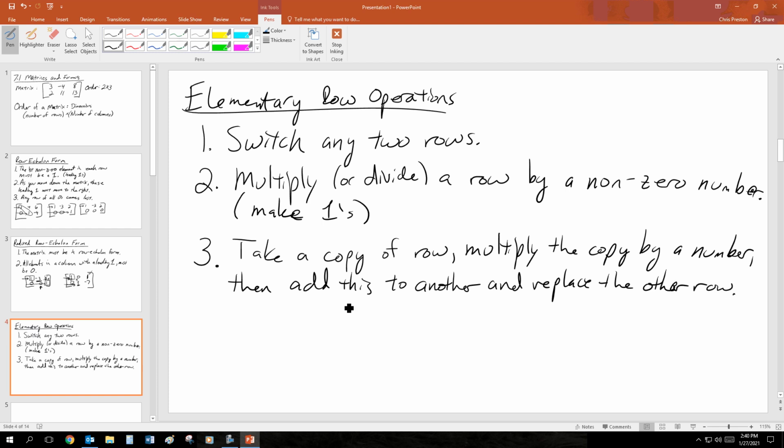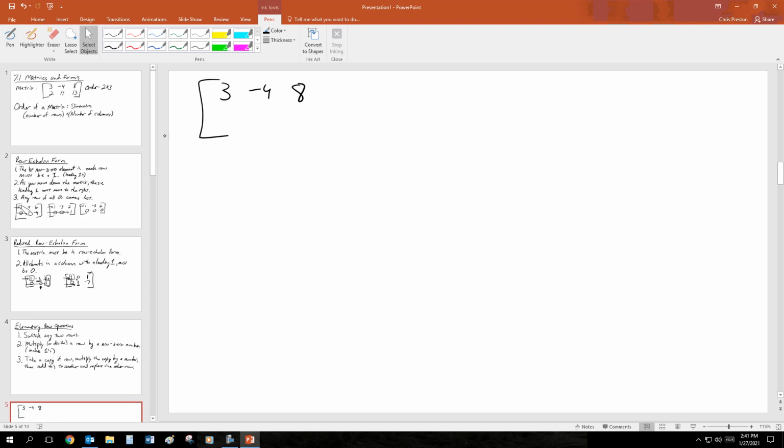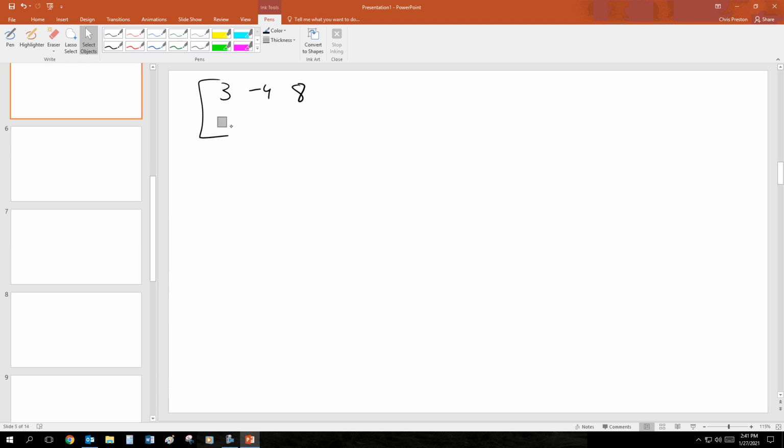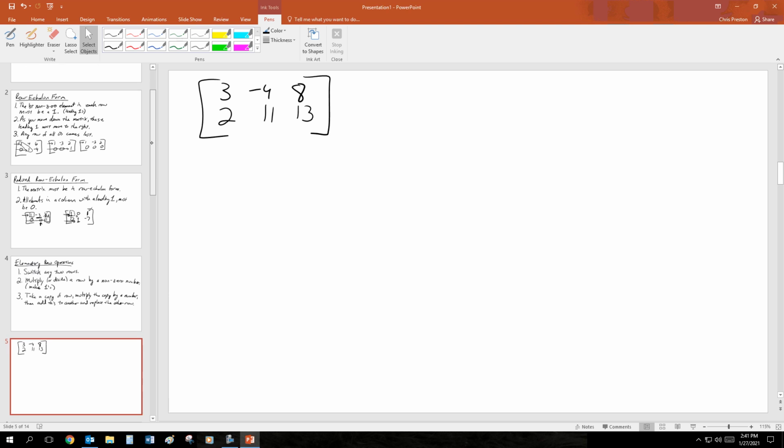So let's see these, and I'm going to use that first example I wrote down. 3, -4, 8, 2, 11, 13. And I'm doing this one because I made no effort to make these numbers work out nice. This is going to be nasty, and that's okay. We can handle it.